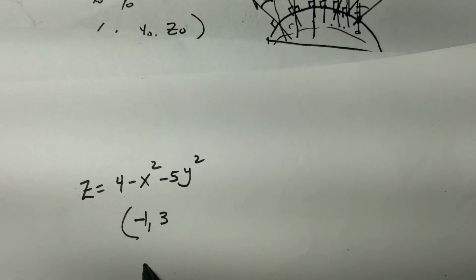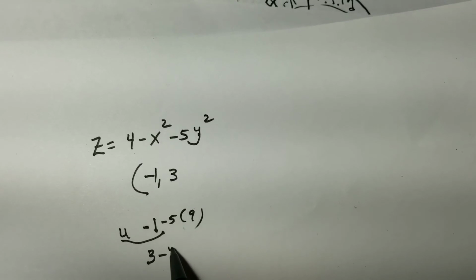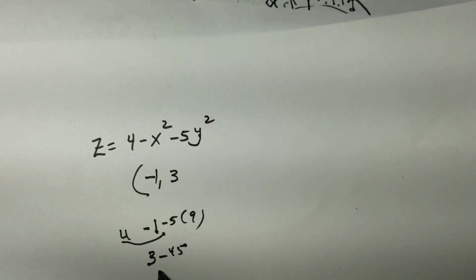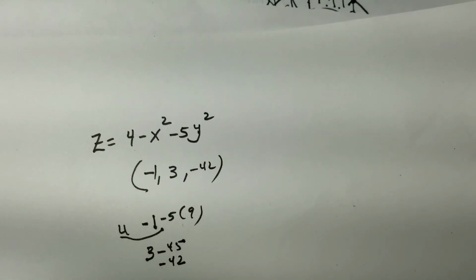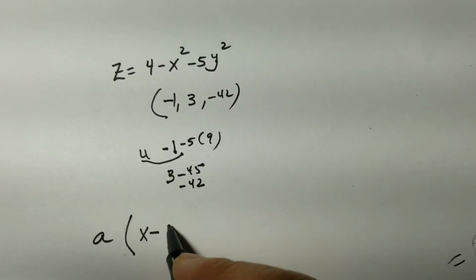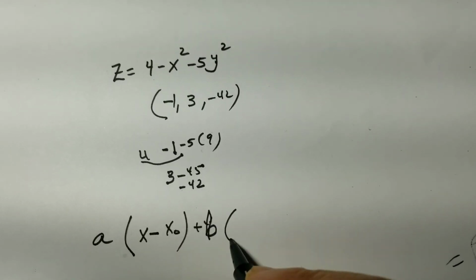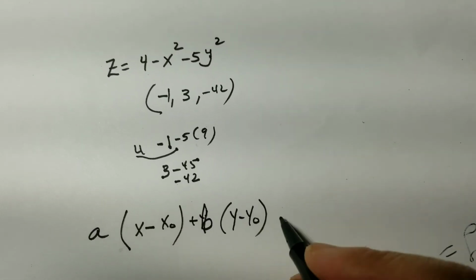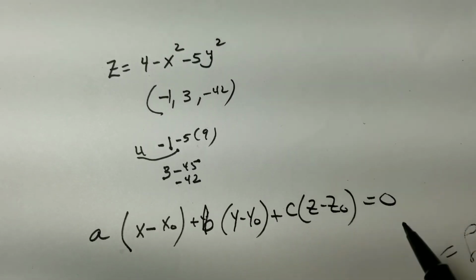Negative 1 squared is 1. 3 squared is 9. 4 minus 1 is 3. 3 minus 45 is negative 42. That's negative 42. What is the equation of a plane? A times x minus x naught, plus b times y minus y naught, plus c times z minus z naught, equal to 0.